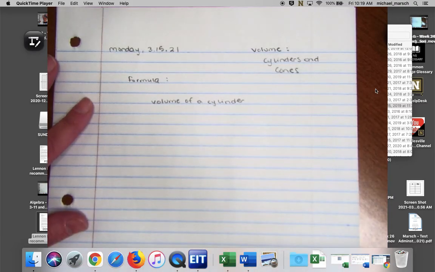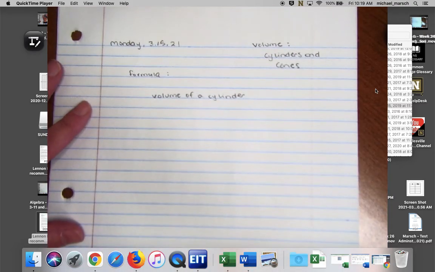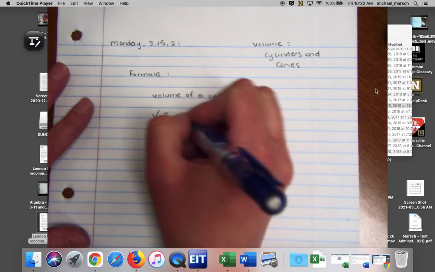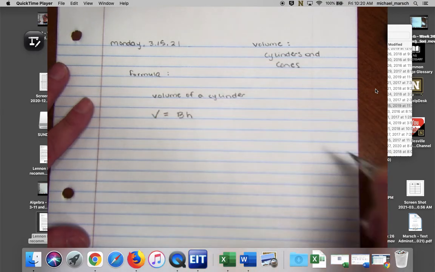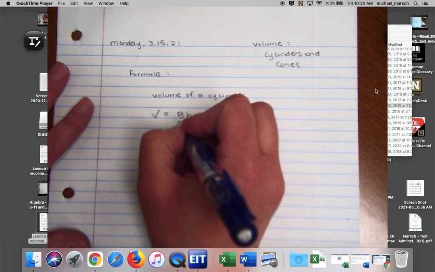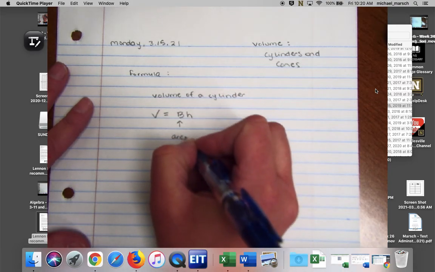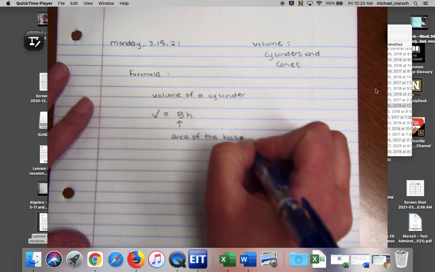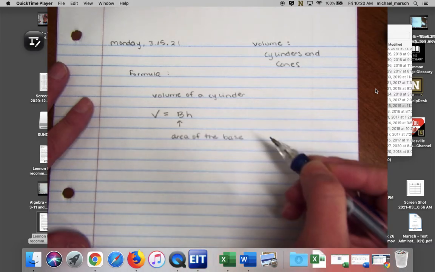Right? So hopefully you guys all know what a cylinder is. I mean, I know my first grader does, so you should know what a cylinder is. But here's our formula. We've got capital V equals capital B times H. And it's really important you have a capital B here because that is actually what stands for area of the base. And that's going to show up in a lot of our formulas. So you need to know that's area of the base.